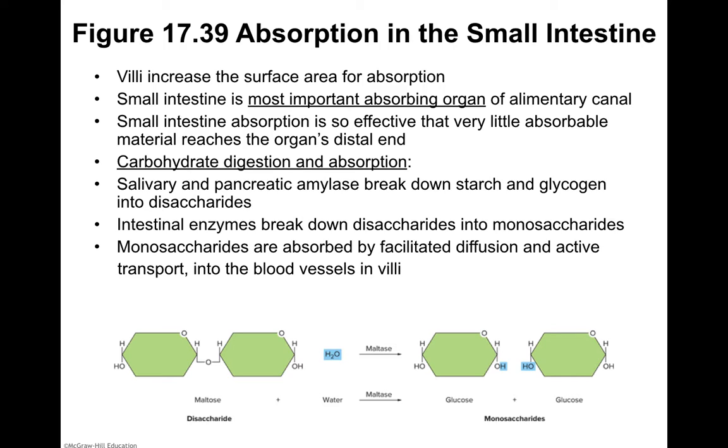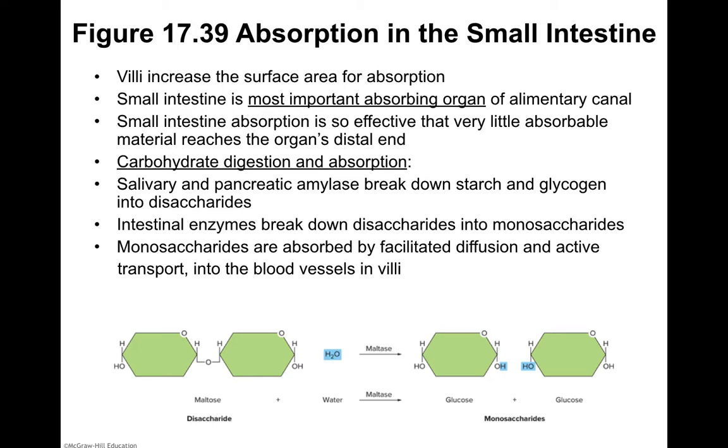So again, the villi increase the surface area for absorption. The small intestine is the most important of the absorbing organs in the alimentary canal. Small intestine absorption is so effective that very little absorbable material ever reaches the far end, the ileum end of the small intestine. For carbohydrate digestion and absorption, salivary and pancreatic amylases break starches and glycogen into disaccharides. Intestinal enzymes then break the disaccharides into monosaccharides.